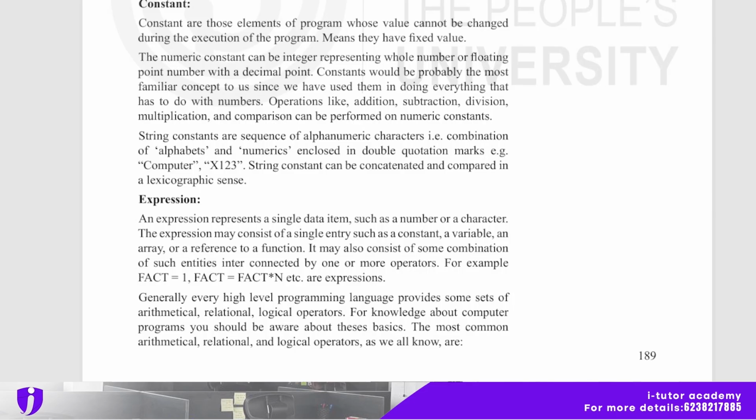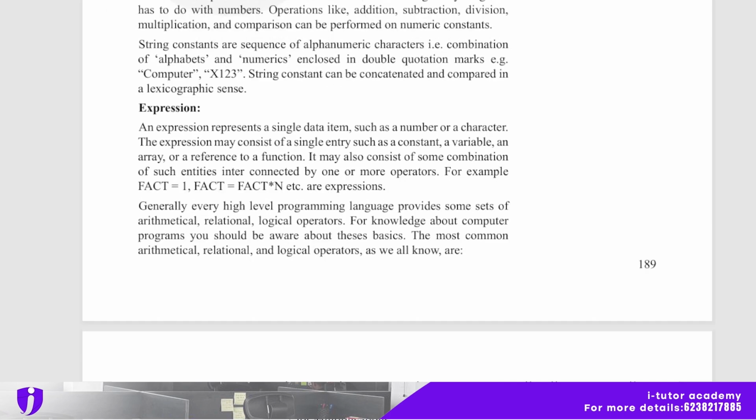String constants are sequences of alphanumeric characters, a combination of alphabets and numerics, enclosed in double quotation marks. Example: "computer x123". String constants can be concatenated and compared in the lexicographic sense. An expression represents a single data item such as a number or a character.